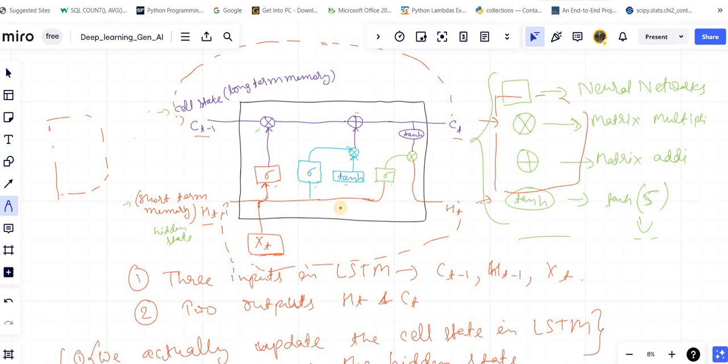Again, you will understand it like this. Suppose there is a sentence, how are you? For the word how, this entire mechanism will run. Whatever these two outputs are will be input for the word are, and then xt at that point of time will be are. This is how it goes.